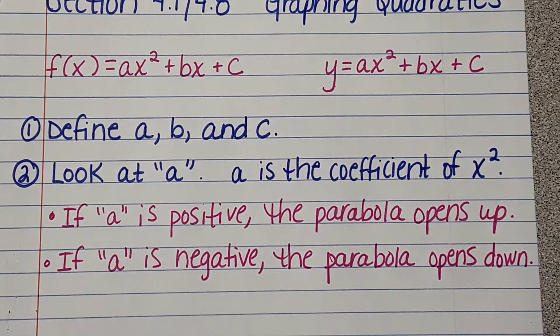It doesn't seem like it's important, but when you go to graph it, if you're like, well, A is negative, so it should open down, and your graph opens up, then you know you've done something incorrect. So that's why this is important. Look at that A. What do I know about my graph?